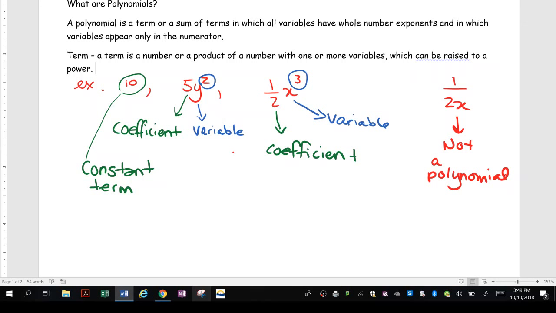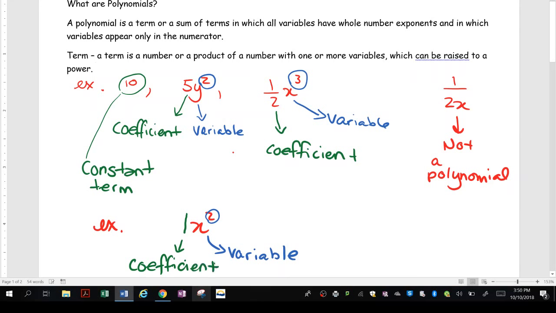Now let's look at one more example. If we had the term just x squared, for example, here our variable is x. Our variable is raised to the power of 2. Now it doesn't look like there's a coefficient in front of this variable, but in actual fact the coefficient is 1. We don't typically write it, but it is there. This is our coefficient, the number 1.